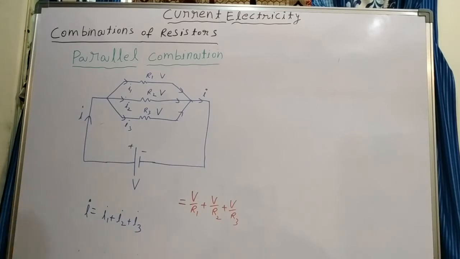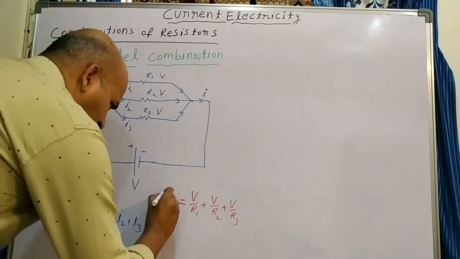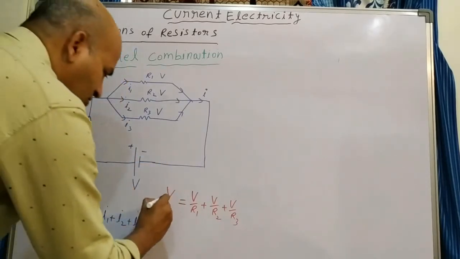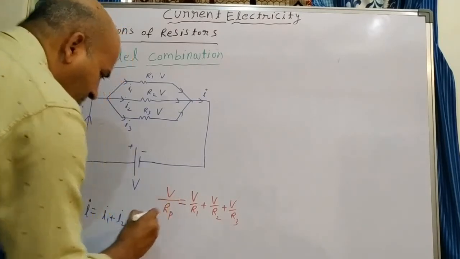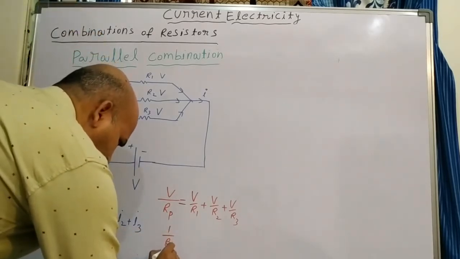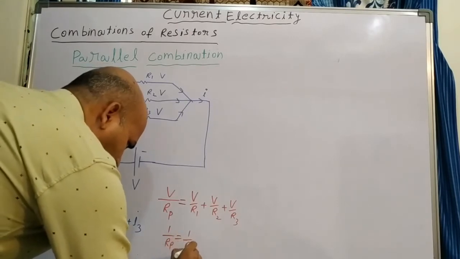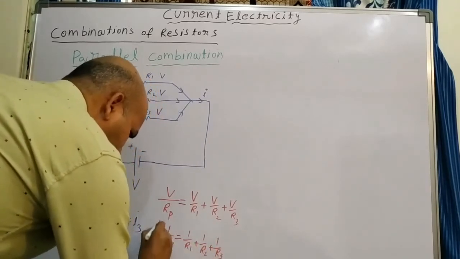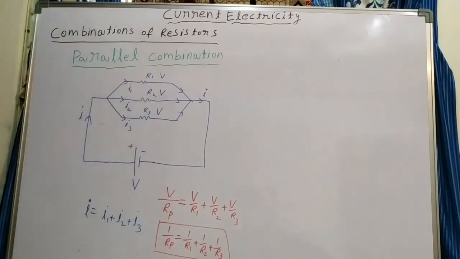So calculate current as potential by resistance. What about total current? Total potential, that is also the potential across the cell, is the same V only. All have the same potential. By total resistance we don't know, that you have to calculate, for parallel. So 1 by R parallel, the resultant resistance, is equal to 1 by R1 plus 1 by R2 plus 1 by R3. This is how we get the parallel combination of resistance.